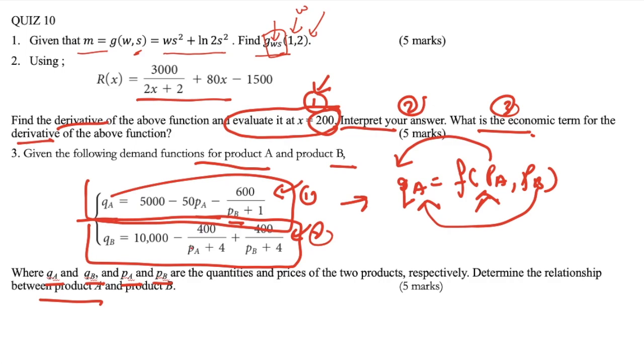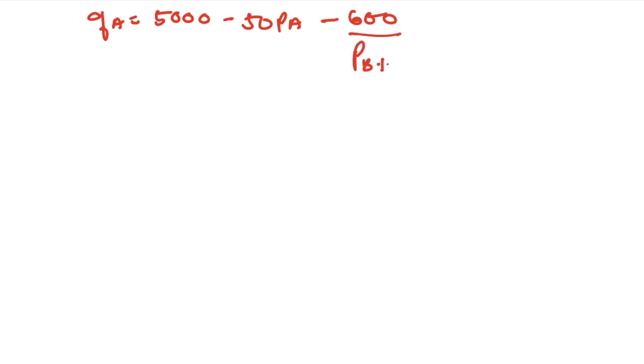Okay, so you need to find these two derivatives. Okay, so how do we do it? Let's do it here. Let's say I rewrite again, demand for A equivalent to, I'm just rewriting it back here, because rather than going back to the previous slide, I may as well write it here so that it's easy for my reference. So here, 600 divided by PB plus 1.